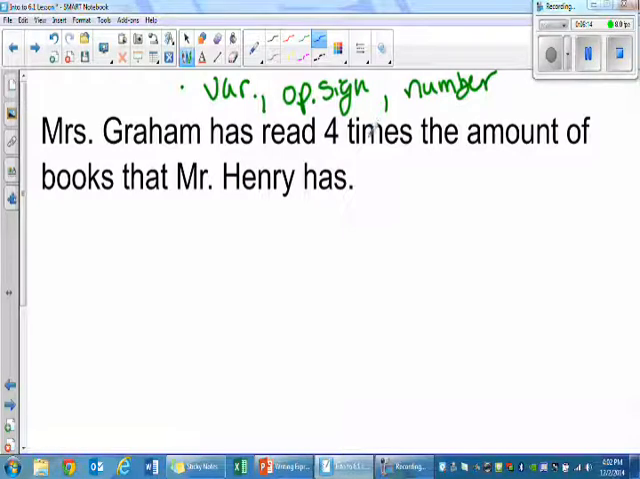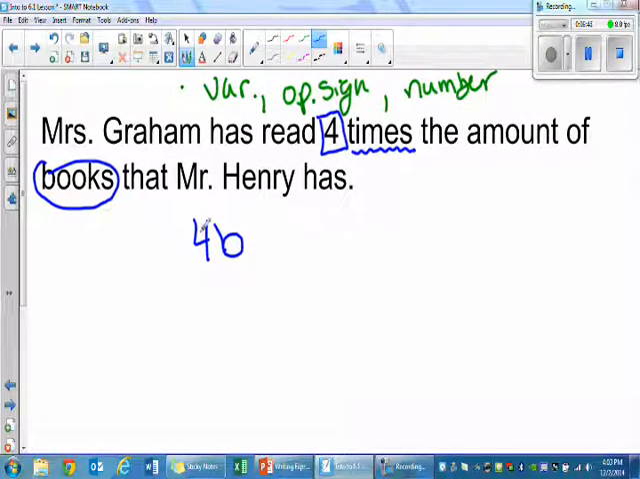So Mrs. Graham has read 4 times the amount of books that Mr. Henry has. Well, the number's pretty obvious. Okay, 4 times, that's going to tell me that I'm going to multiply. So what we don't know is how many books have been read. Okay, so that's going to be my variable. Okay, so we have 4 times the amount of books. You can just write that as 4 times B.